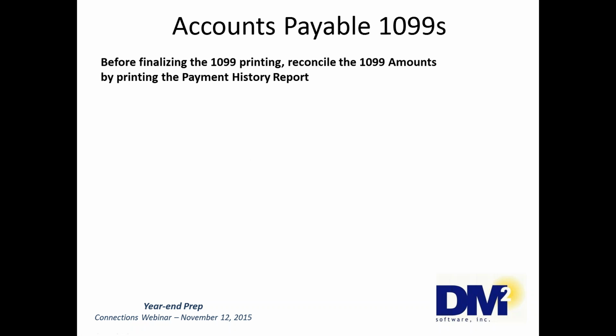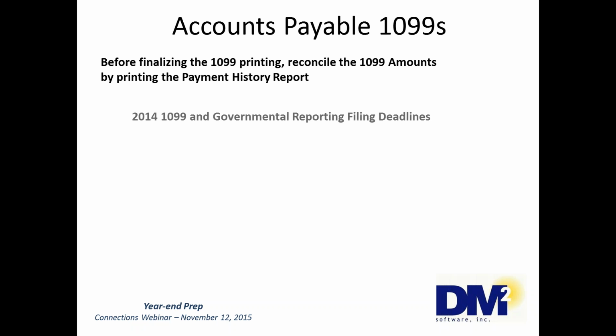Before you finalize your 1099 printing, you should be reconciling your 1099 amount. So you'll be able to see what your 1099 amounts are and go look at payment history reports. And so those should be reconciled. If they don't agree, then you need to make some decisions as to which one is right.